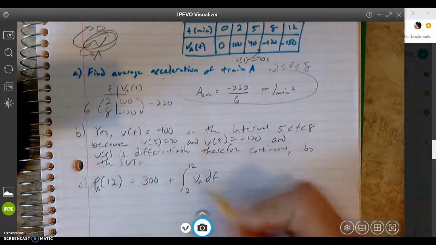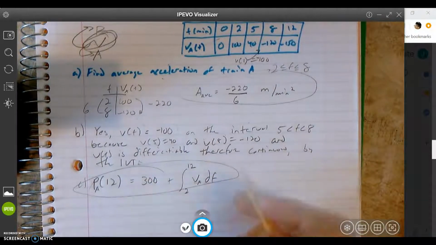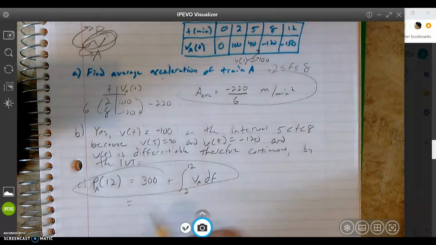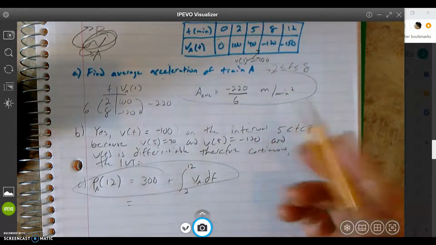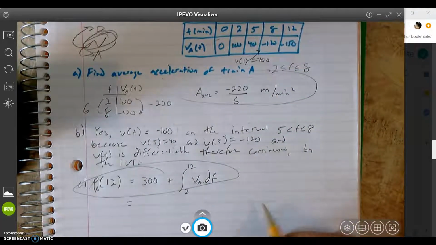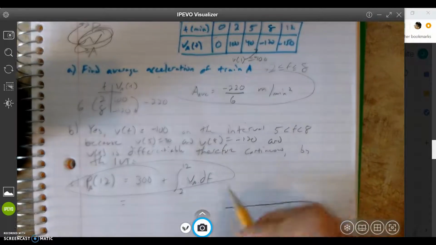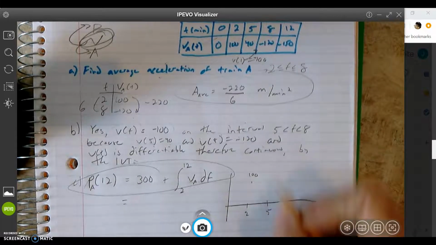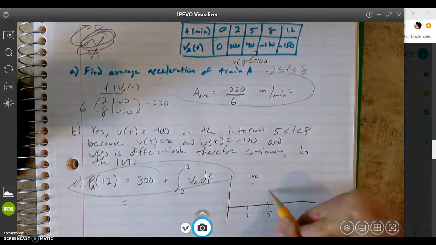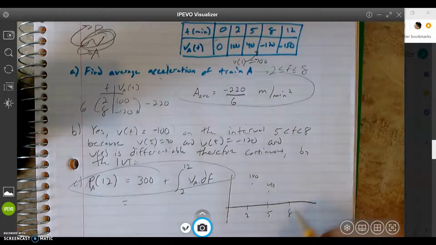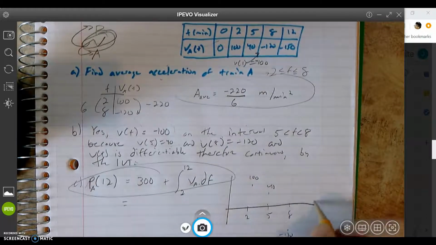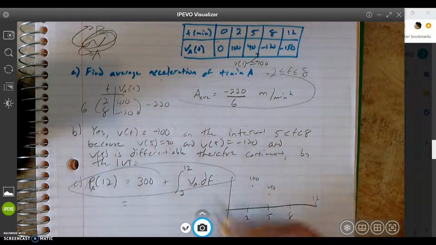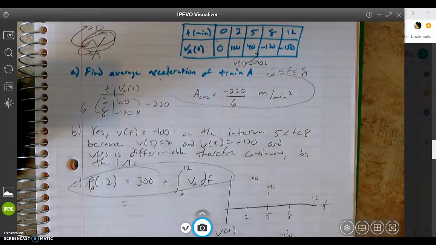And how do you find this? It wants a trapezoidal sum. So I don't remember how to do trapezoidal sum, so I'm just going to draw a picture, no problem. Draw a picture, that helps. So I have 2, 100. I have 5, 40. And then I got 8, negative 120. And then I have 12, t equals 12, it's negative 150 is your velocity. So this is v of t, and this is just time.